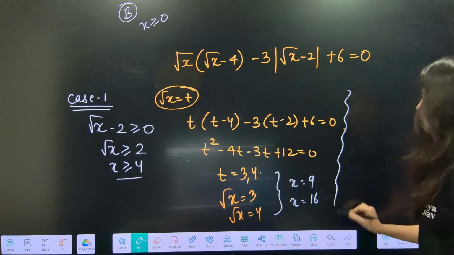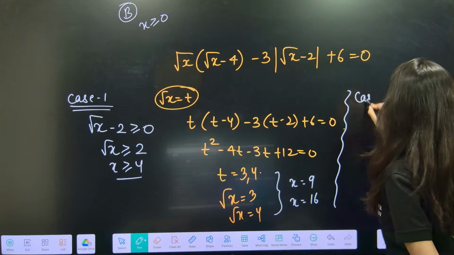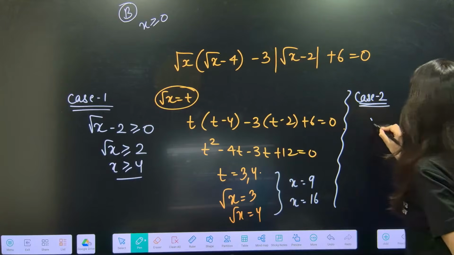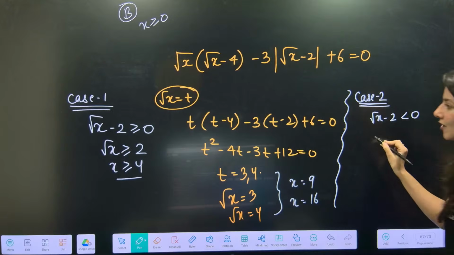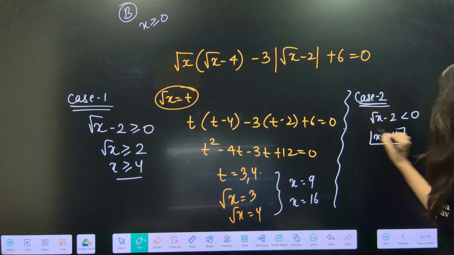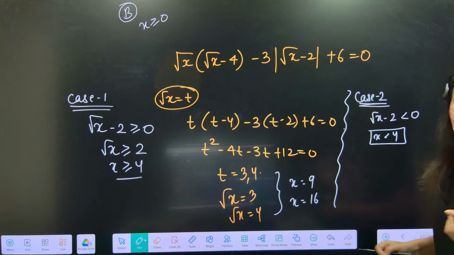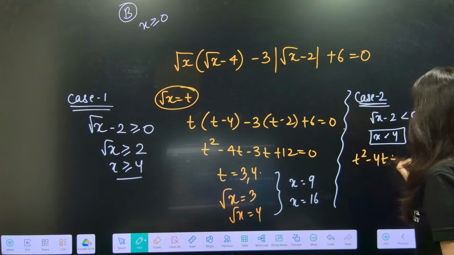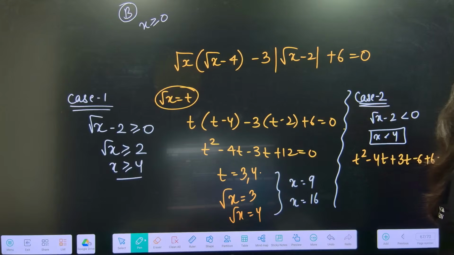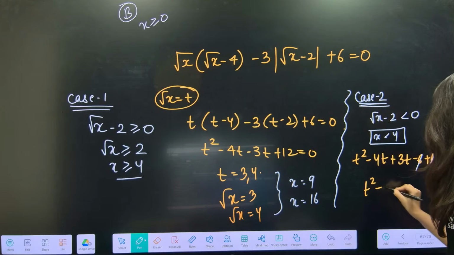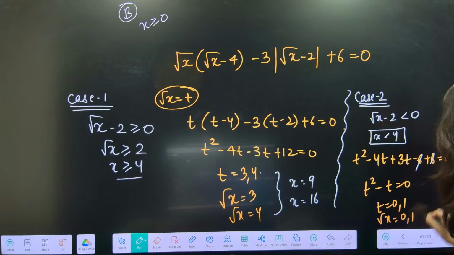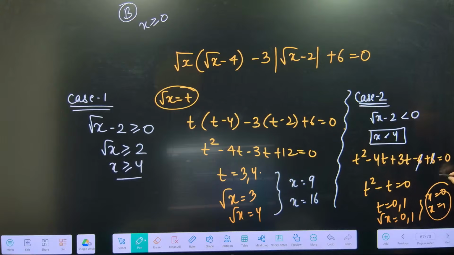Yes. Okay. Now, case number 2. Case number 2, everybody. So this time case number 2 is root x minus 2 is negative. That means x is less than 4. In this case, this modulus will open with a negative sign. So this will be plus. So t square minus 4t plus 3t minus 6 plus 6 equals to 0. 6 cancel. So t square minus t is equals to 0. T is equals to 0 comma 1. That means root x is 0 comma 1. So from here again x is equals to 0, x is equals to 1, which is again less than 4. That means these are also acceptable.